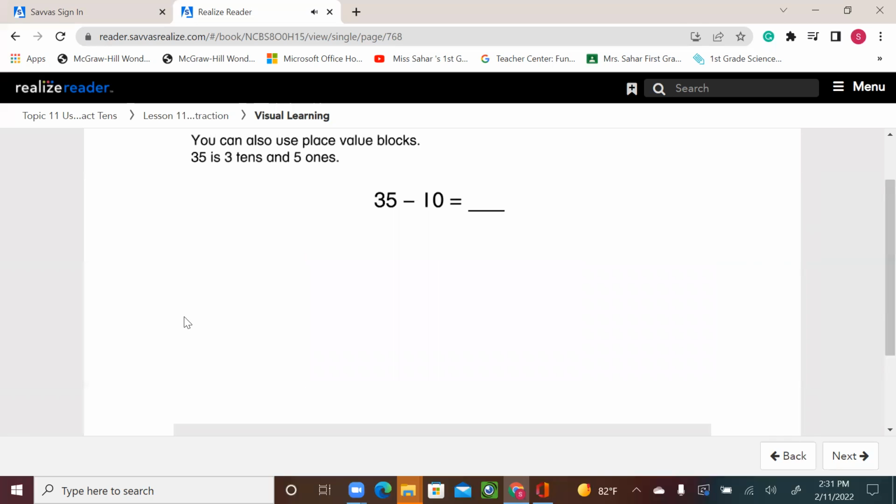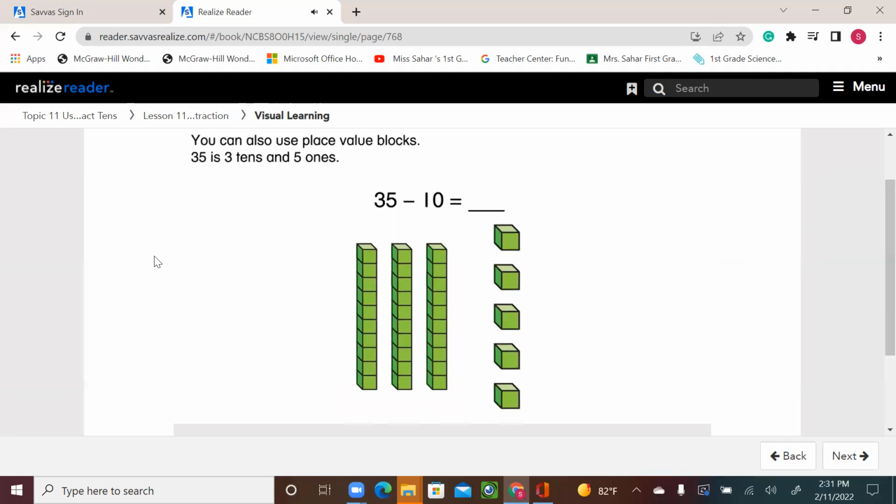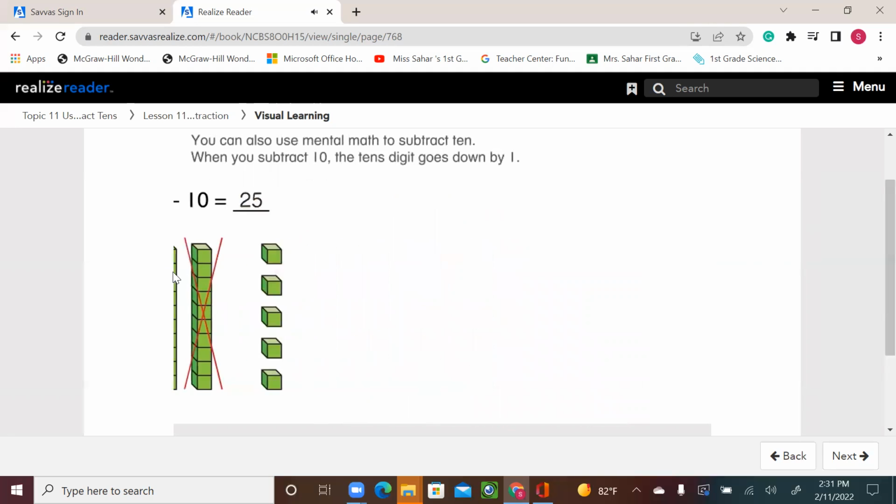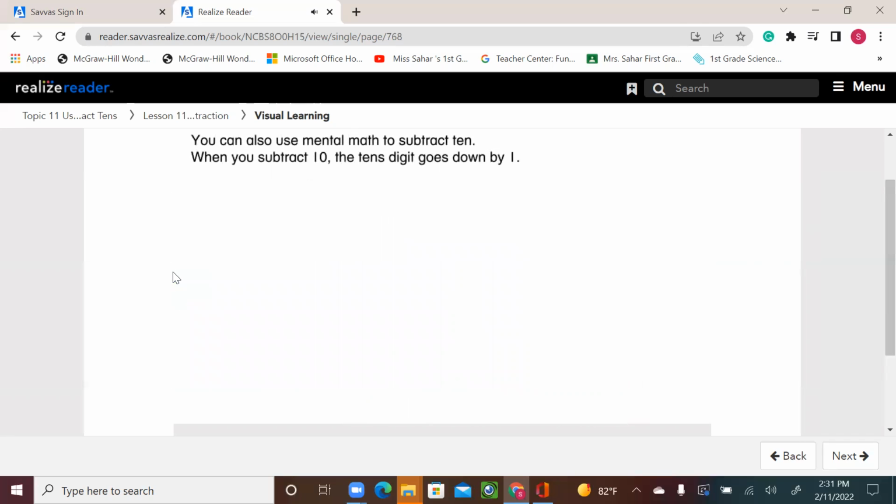You can also use place value blocks. 35 is 3 tens and 5 ones. Take away 1 ten, and there are 2 tens and 5 ones left. 35 minus 10 equals 25. You can also use mental math to subtract 10. When you subtract 10, the tens digit goes down by 1. 3 minus 1 equals 2. So 35 minus 10 equals 25.